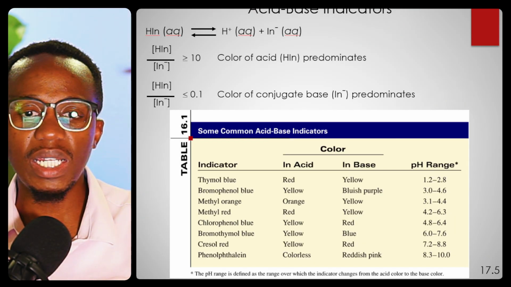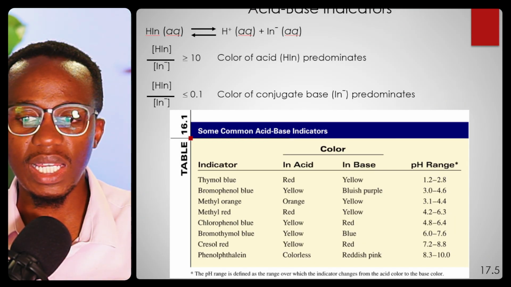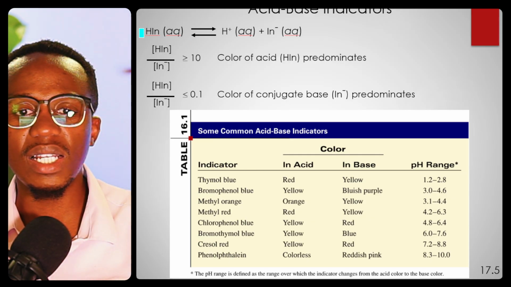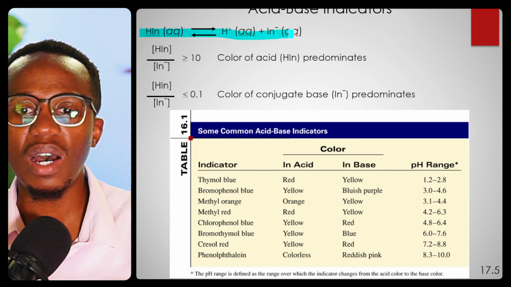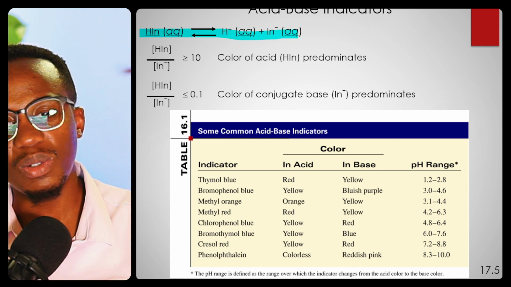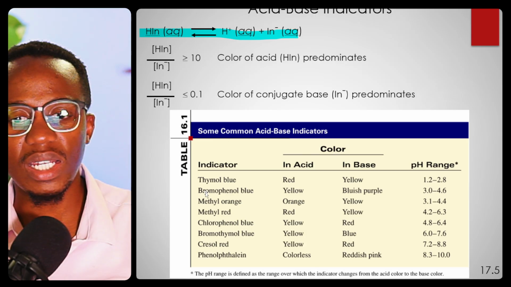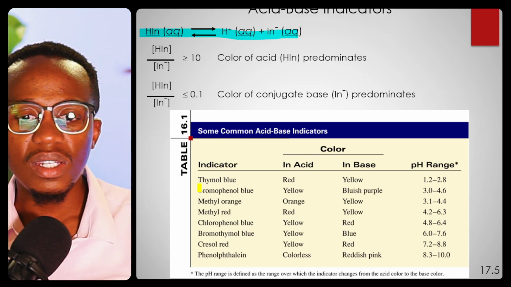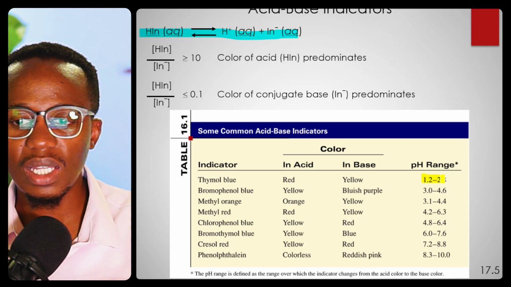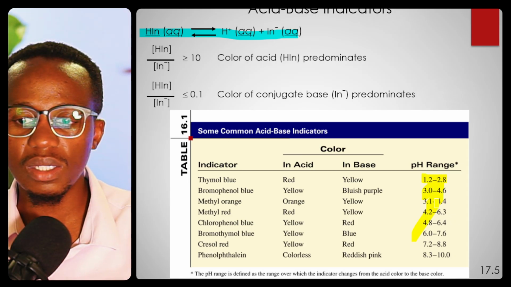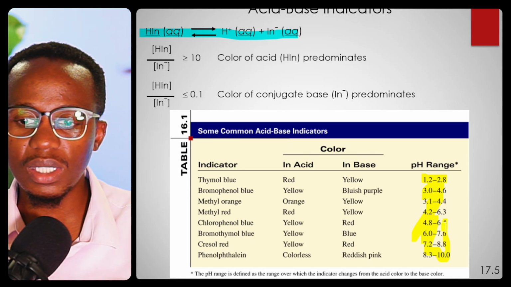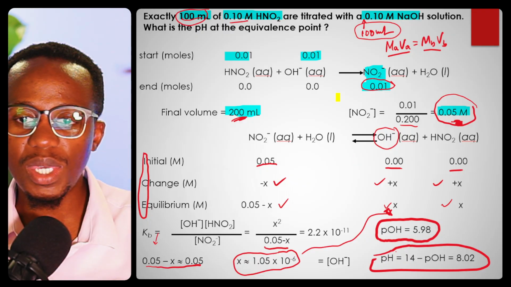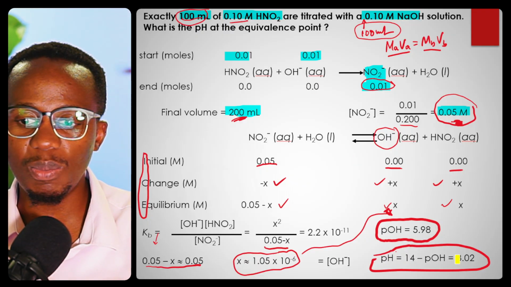Let's talk briefly about indicators. How do we find the right indicator, right? Indicators, for them to change color, also have acid-base reactions. I won't get too much into it, but just know that different types of indicators with different colors have different ranges. So you see at the pH range, you have different pH ranges. So depending, for example, this equation that we just looked at, we just saw that the pH at the equivalence point is 8.02, right?